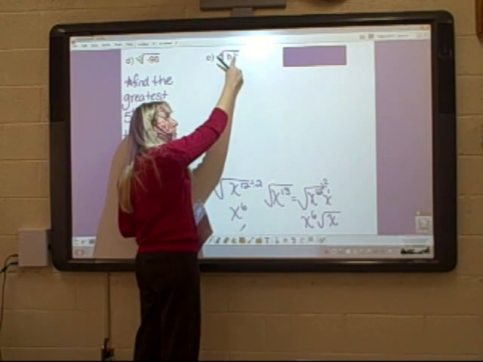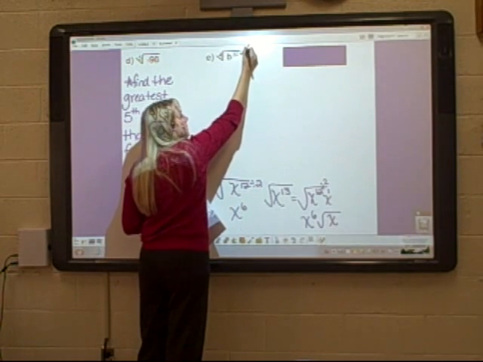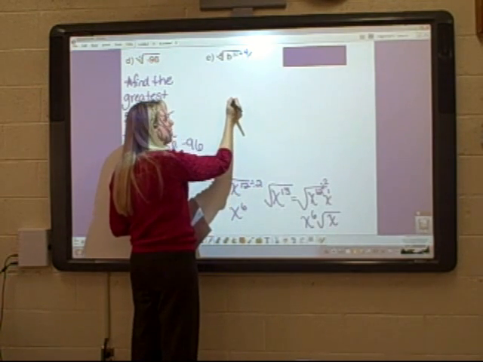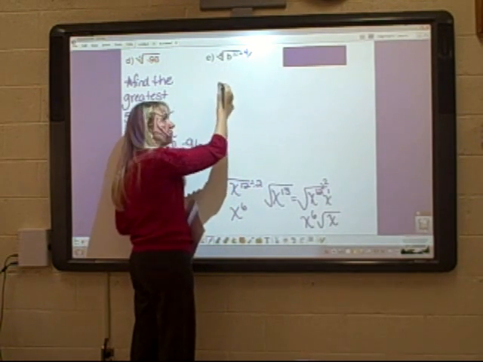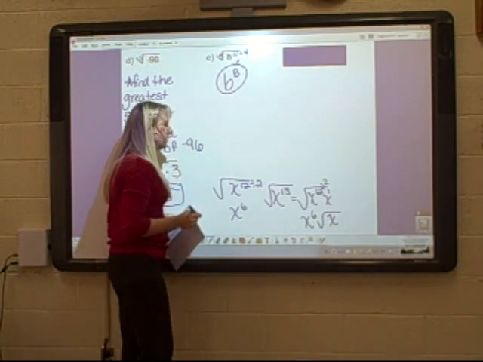Well, 32, does 4 go into 32 evenly? Yes, it does. So I can just take 32 divided by 4. That brings all of our b's to the outside, and we end up with b to the 8th.